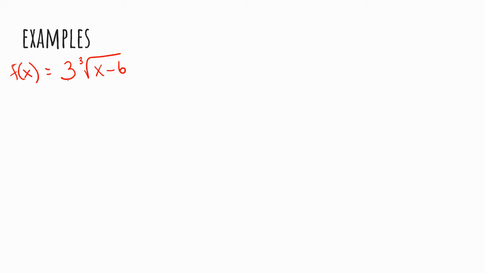So here we have a number that's being multiplied to the front. So that's our a value. Since it's bigger than 1, we can say we have a vertical stretch. x minus 6 is underneath that cube root symbol. So it's kind of like the equivalent of being inside the parentheses, which means that that's an h value. So since it's x minus, we are going to the right 6.